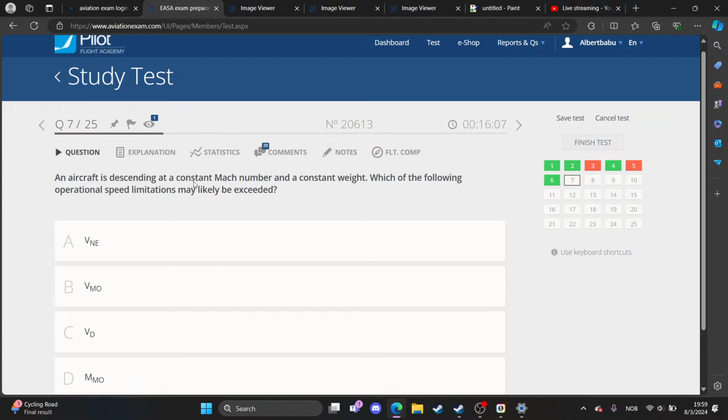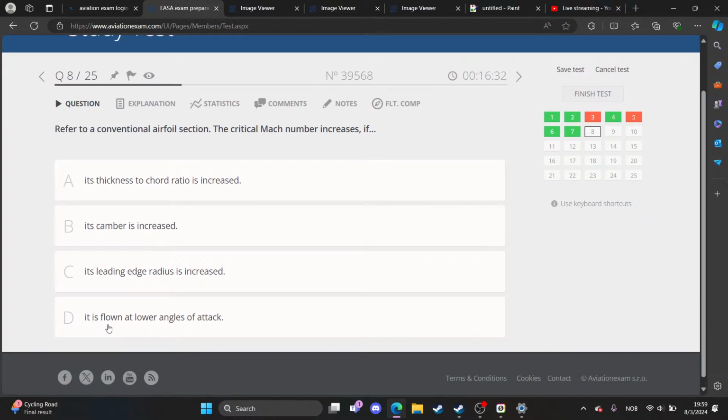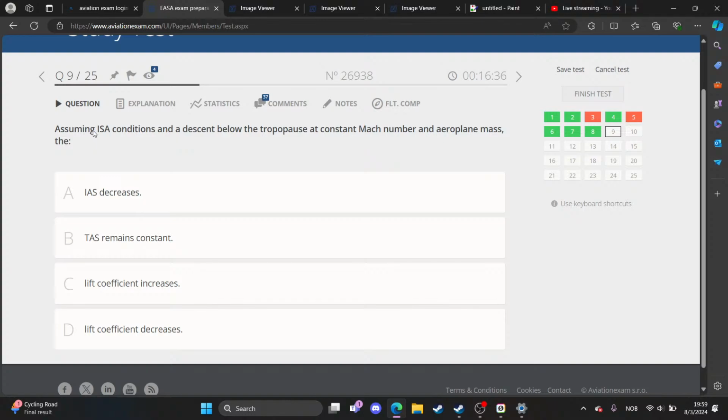An aircraft is descending at a constant Mach number, constant weight. Which of the following operational speeds is more likely VMO? Refer to conventional airfoil section. The critical Mach number increases if the camber is increased, wrong; the leading edge radius is increased, wrong; it is flown at a lower angle of attack, correct. Assuming ISA conditions, descent below the tropopause, constant Mach number.